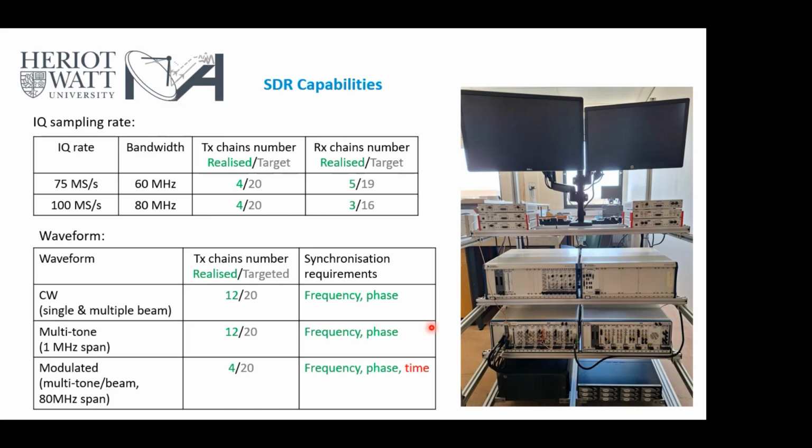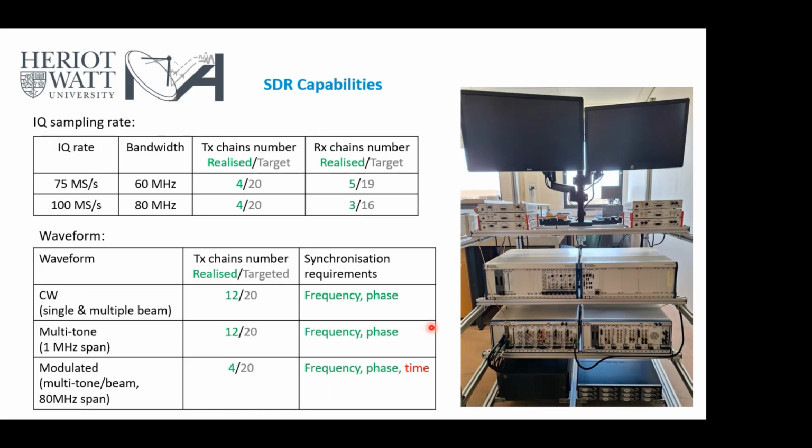And it's possible to go even higher to 100 megahertz IQ sampling rates, and that supports 80 megahertz bandwidth. Similar here, we have 4 enabled, and 20 is being worked on. And for RX, we have 3 enabled, and 16 of them should be available, and we're working on that.